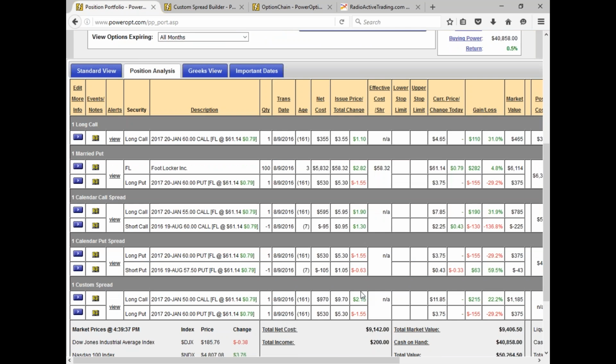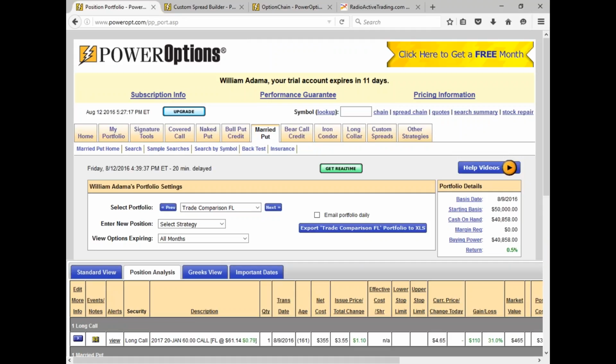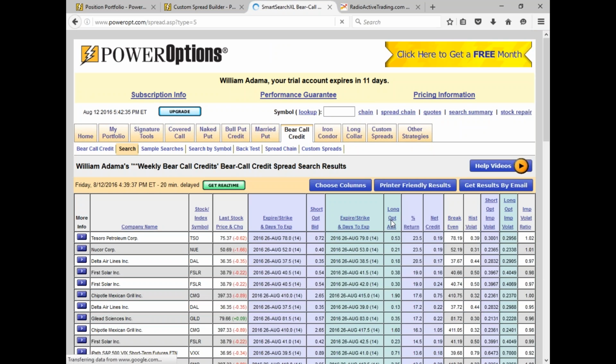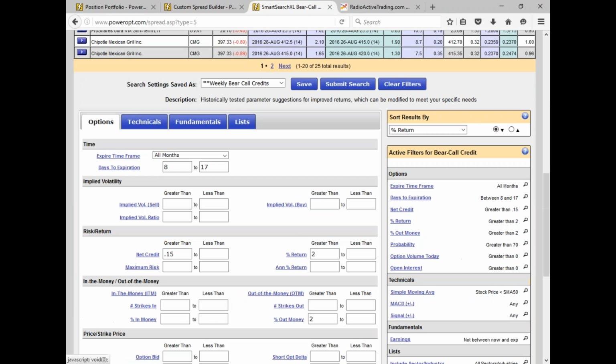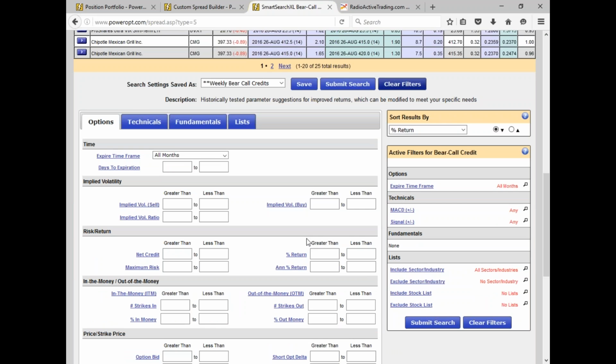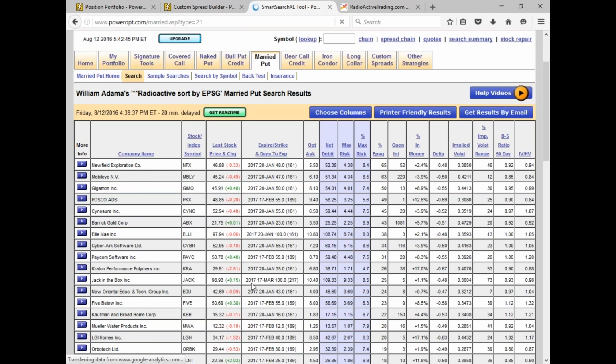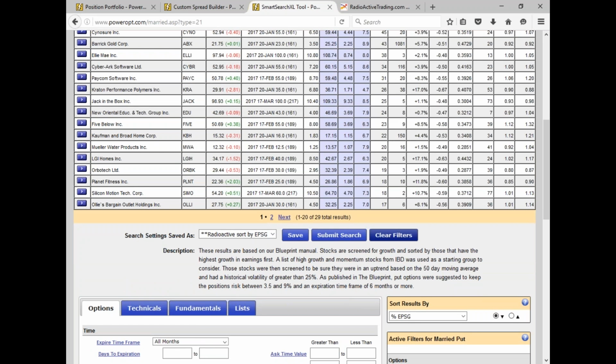So let's take a look here. Let's see what we've got. I'm not going to put in any restrictions right now. We're going to go to married put, and I'm just going to open up the search. I'm going to clear out the search entirely. Why am I in bear call spreads? Silly, silly Friday, Mike. Okay, let's go to married puts and let's go to search. All right, let's clear out the settings and empty everything out of the parameter field.